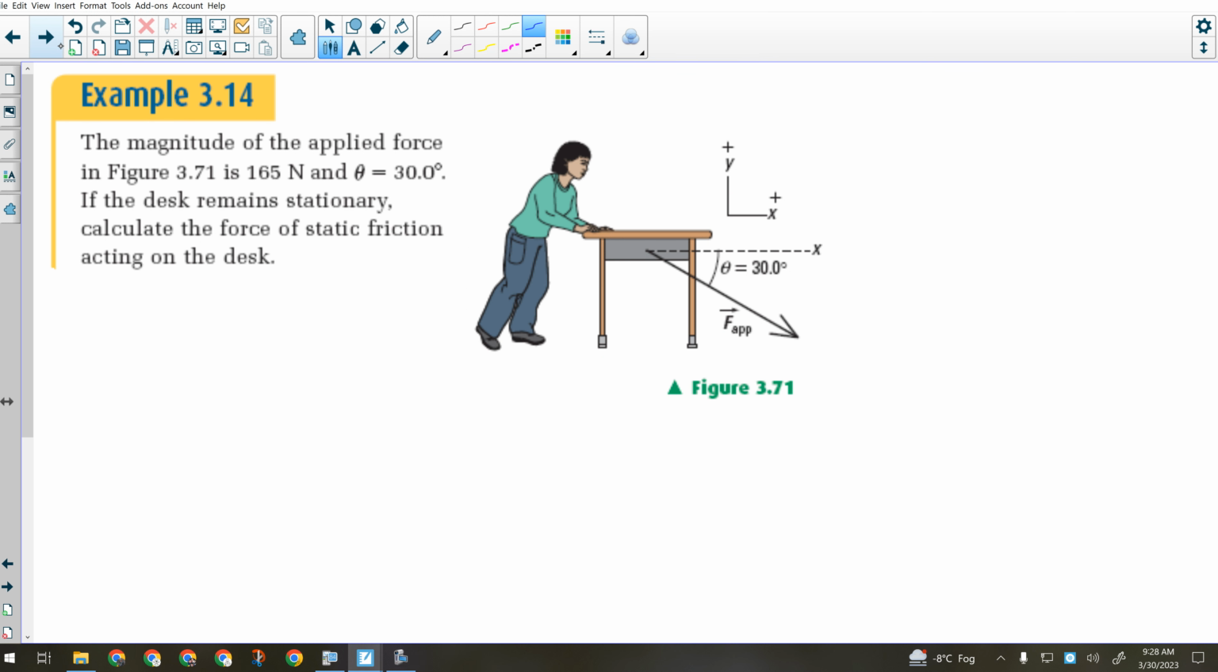Okay, let's try this one here. I'll have you guys write this one down and we'll calculate the force of static friction in this situation where I was pushing the desk at a downward angle.